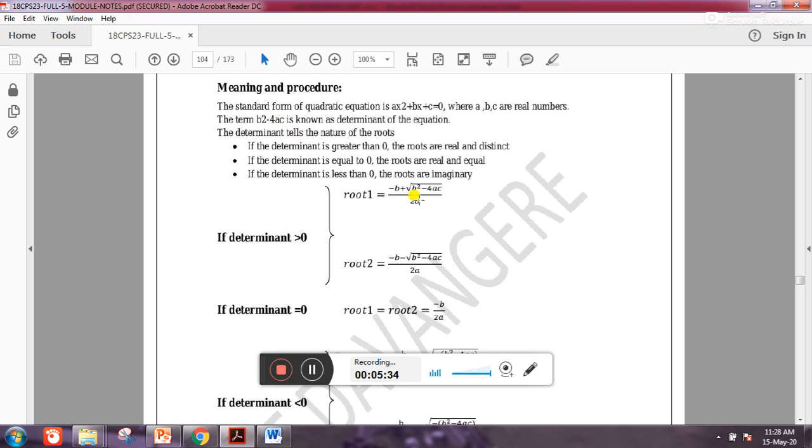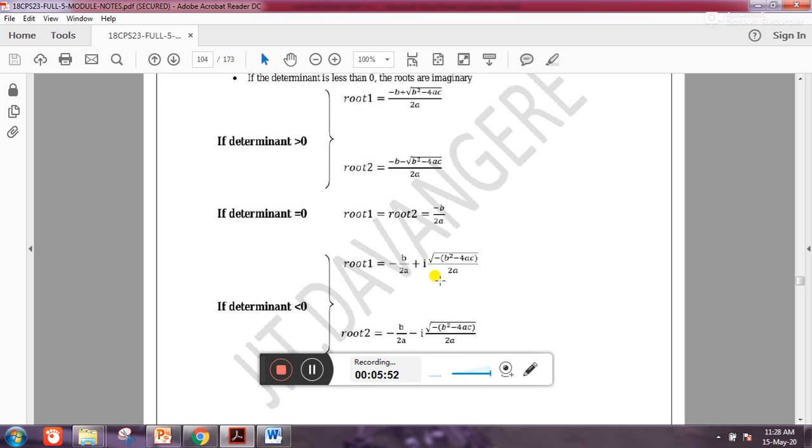So root 1 is minus b plus square root of b square minus 4ac by 2a, for determinant greater than 0, and then root 2 is minus b minus square root of b square minus 4ac divided by 2a. If the determinant value is 0, then the two roots are equal. Two roots are equal, then you find out minus b by 2a, the two roots.